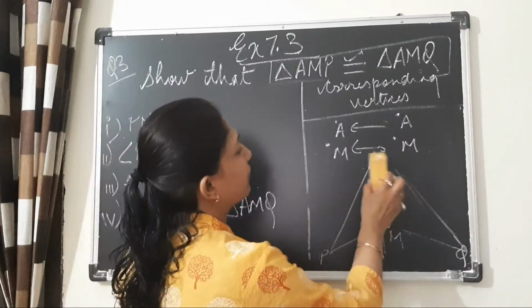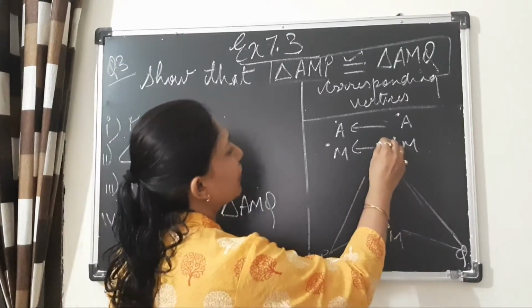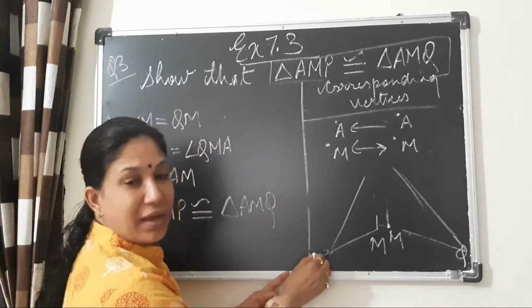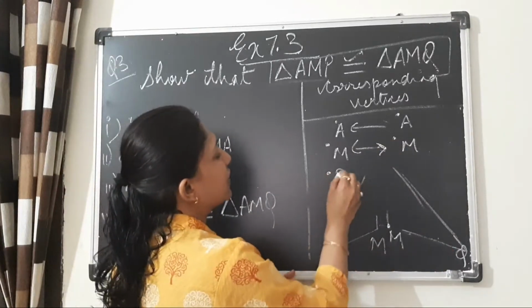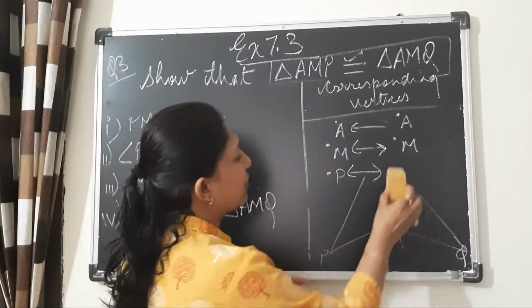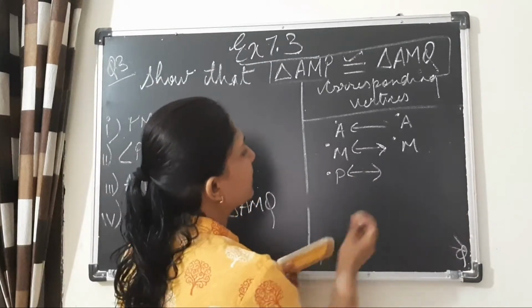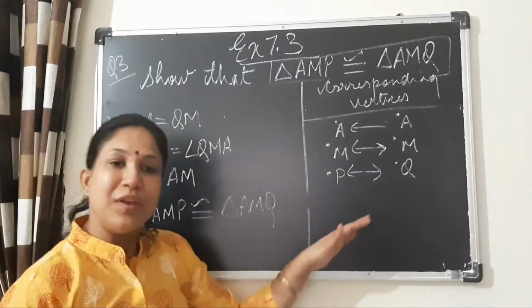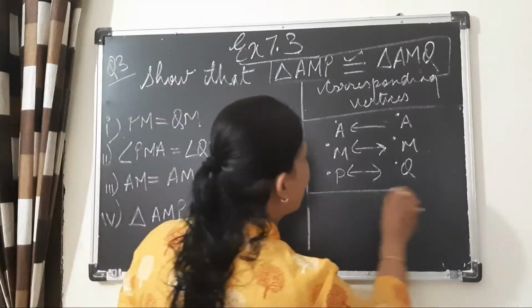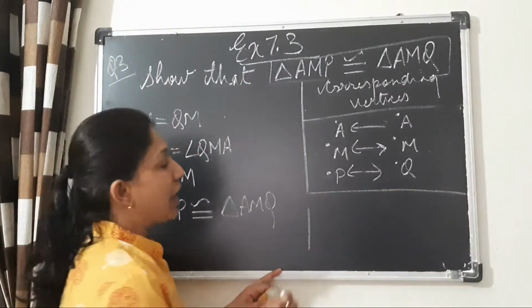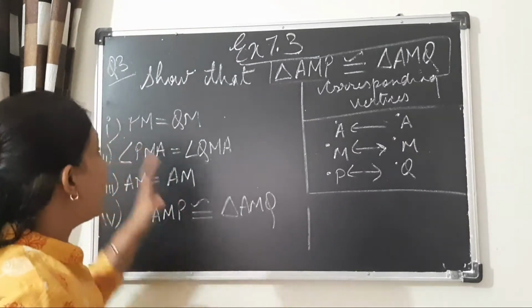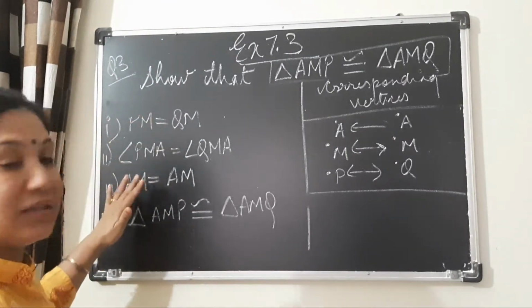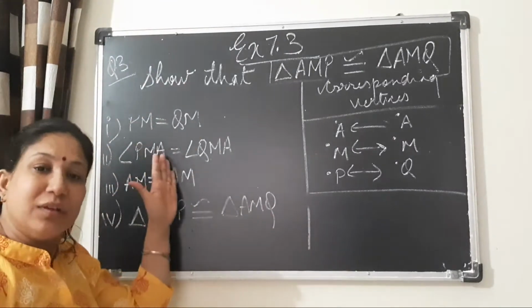Now I'll rub this part. What else? P and Q. Here vertex P is matching with vertex Q. Clear? Now we have matched the vertices. Now what will we do? We will match the corresponding sides. In the question, sides and angles are given, so we will do this part here only.